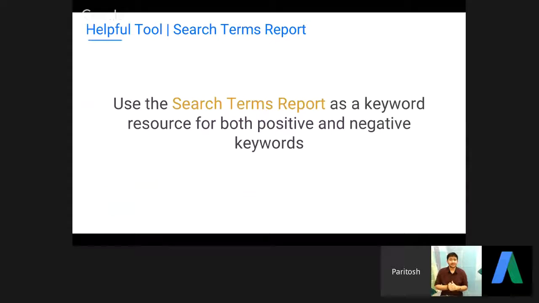Now, if we go to the next slide, this is the tool which I was referring to. There is something known as a search terms report. Here's how it works: every time your ad is shown on Google, Google AdWords comprises a list of search terms, which is every single query on Google which has triggered your ad.